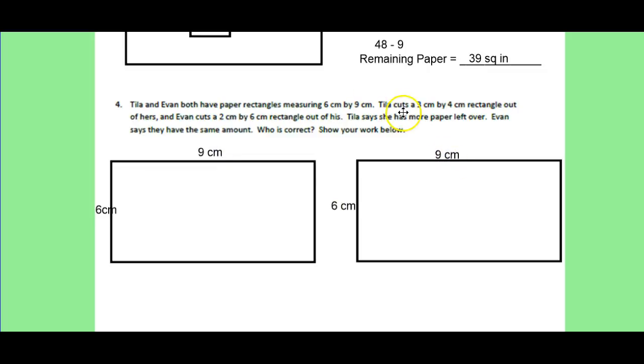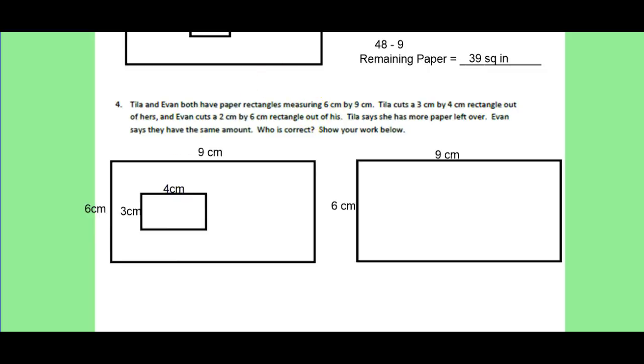Okay, so it says Tila cuts a 3 centimeters by 4 centimeter rectangle out of hers. So we'll say this first one is Tila's. So we need to draw a 3 by 4 rectangle that she's going to cut out, and we're going to label one side 3 centimeters and label one side 4 centimeters. So definitely drawing exactly what this is telling us.